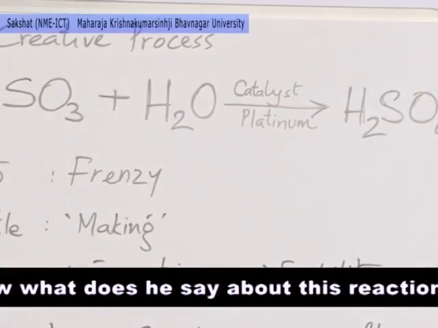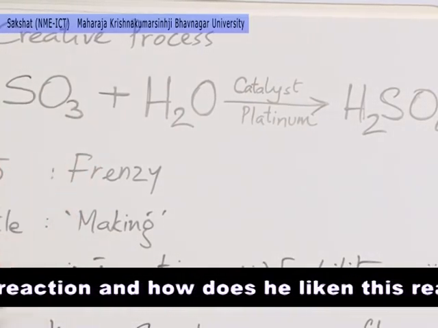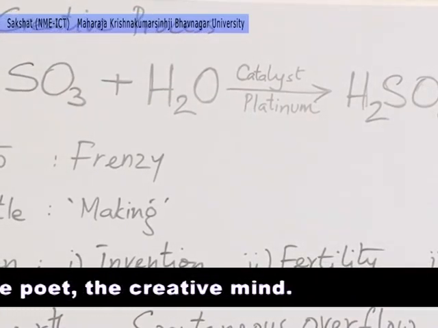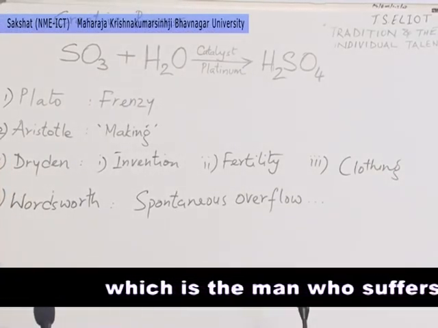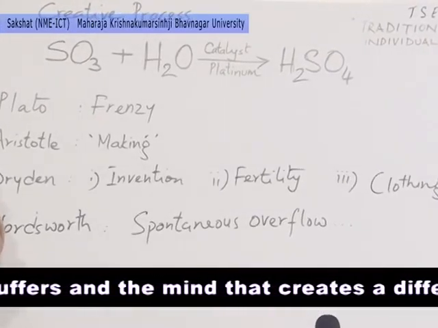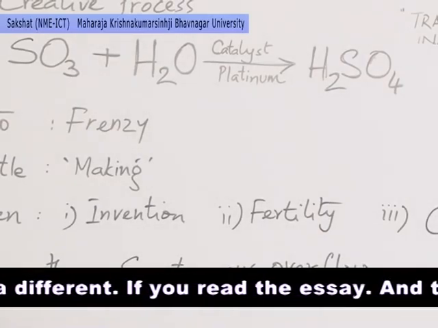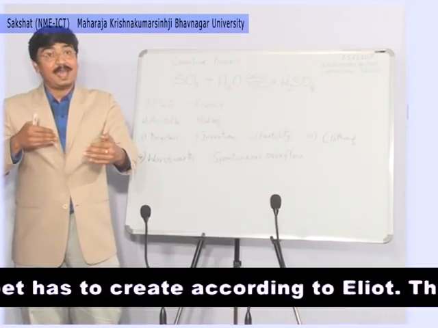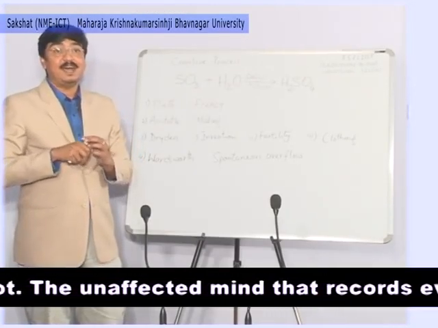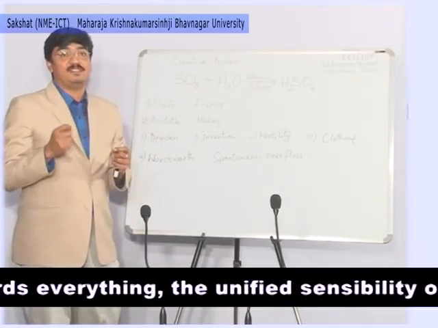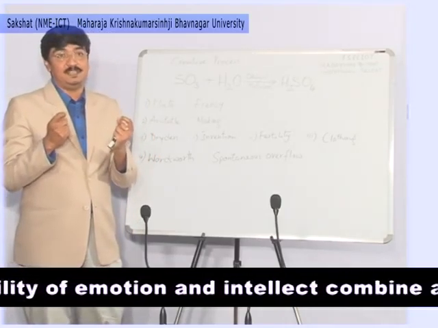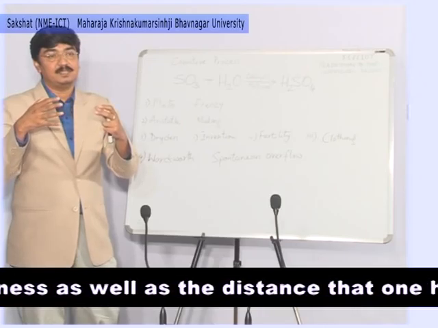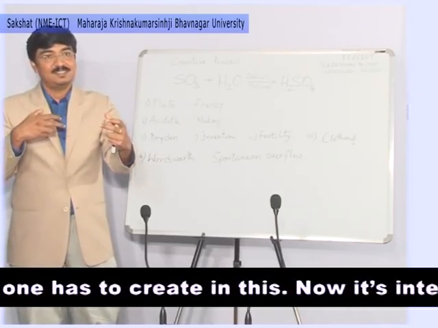Now, what does he say about this reaction and how does he liken this reaction to the mind of the poet, the creative mind, which is, if you read the essay, that the man who suffers and the mind that creates are different. And this is the distance that a poet has to create according to Eliot: the unaffected mind that records everything, the unified sensibility of emotion and intellect combined, and the harmony of the nearness as well as the distance that one has to create in this.